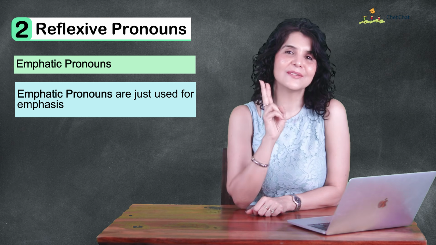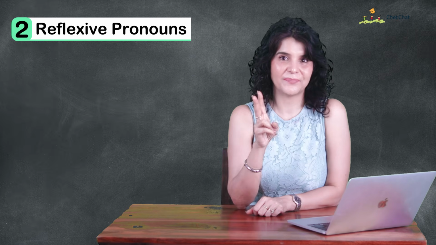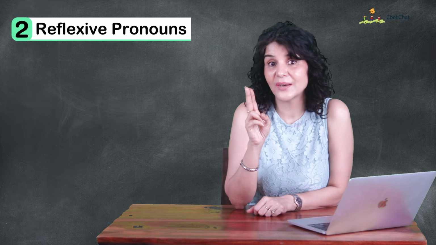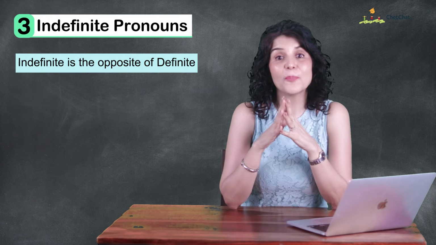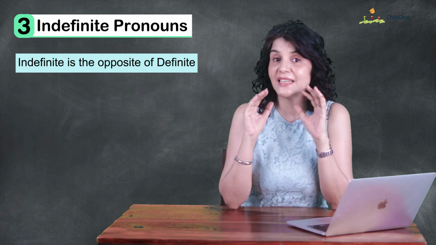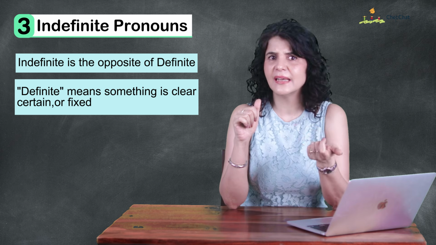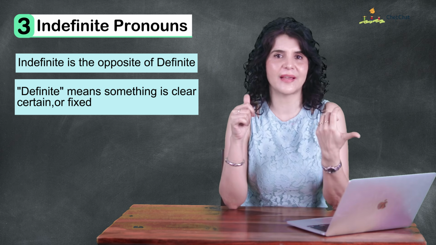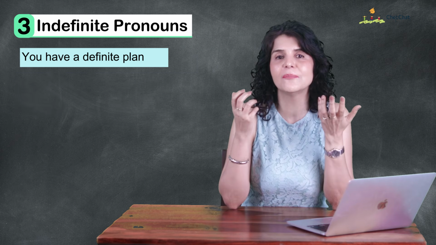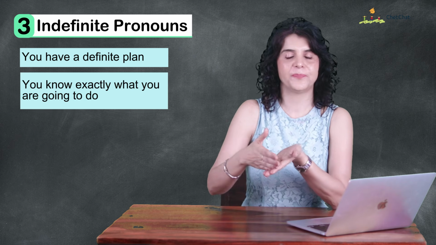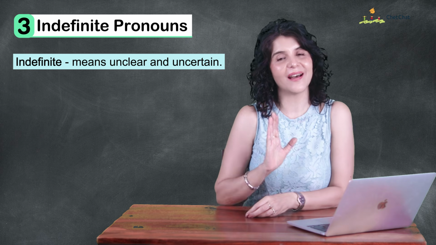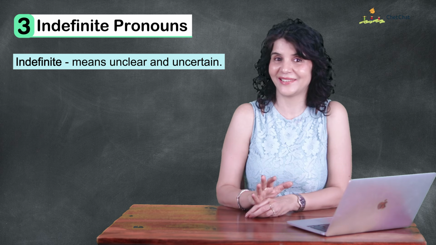Now we've completed two major types of pronouns. Let's move to the third one, which is the indefinite pronouns. Indefinite is the opposite of definite. Definite means what? Something is clear, certain, or fixed. For example, you might have a definite plan, which means you know exactly what you're going to do and when. Indefinite means unclear and uncertain.